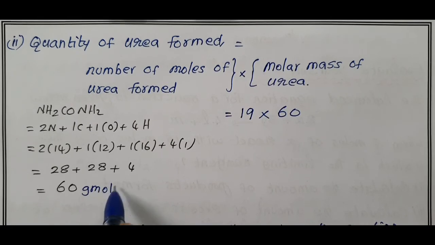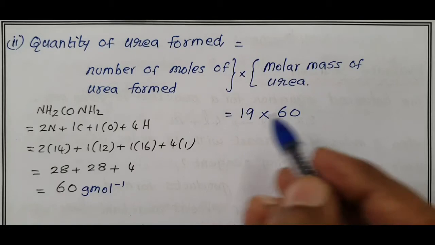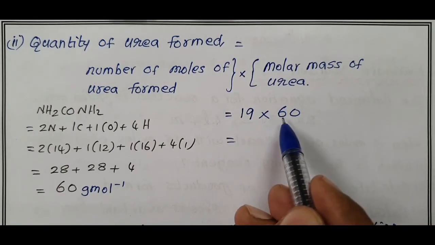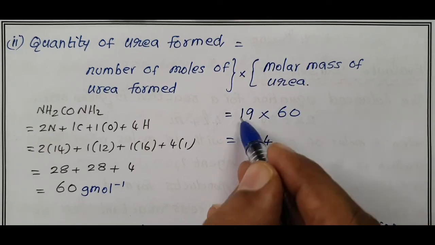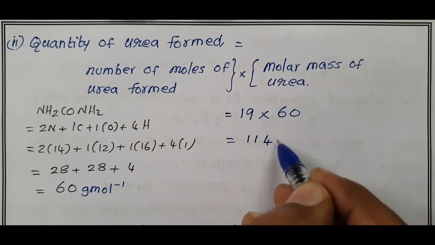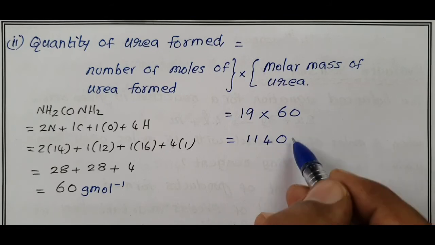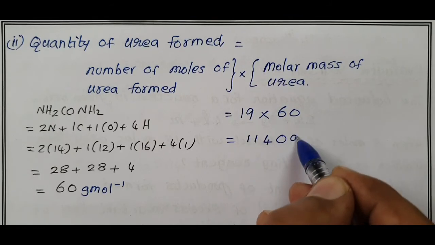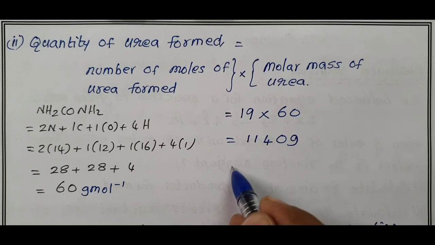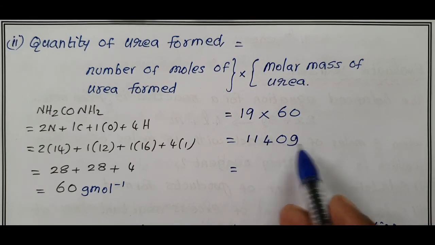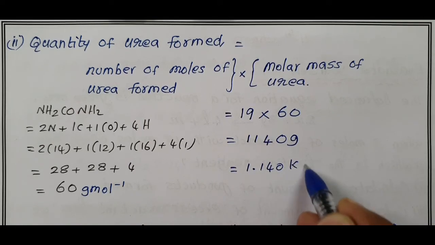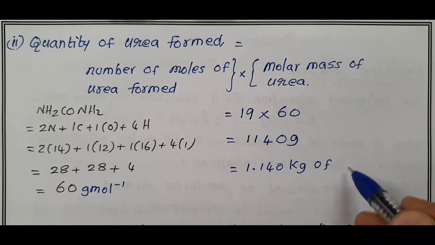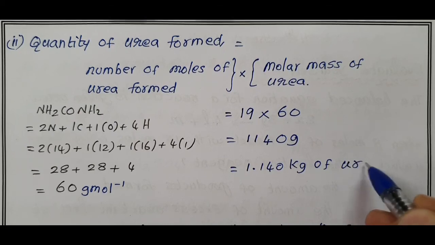Molar mass means the mass expressed in gram mole power minus 1. When we multiply these two, 6 into 9 is 54, remaining 5, 6 plus 5 equal to 11, here you have 0. This is 1140 gram of urea formed. In kilogram, when the gram is multiplied by 10 power minus 3, you will get 1.140 kilogram of urea formed in this equation.